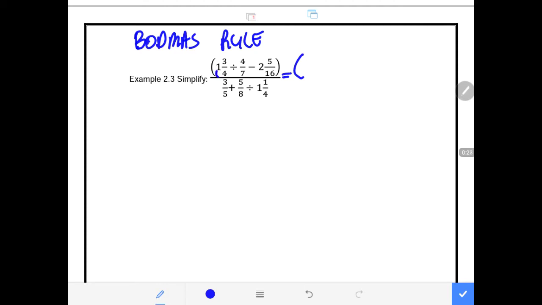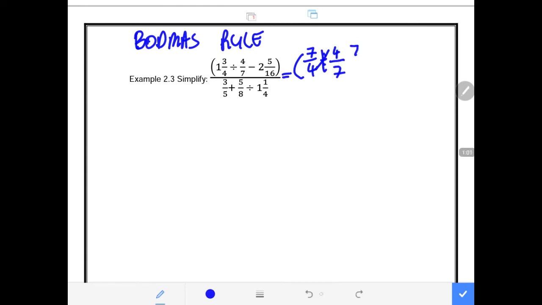We say 1 times 4 will be 4 plus 3, that will give us 7. So we have 7/4, divided by 4/7. And we know that a fraction divided by a fraction, what do? We change the division into multiplication and the numerator becomes the denominator. In other words, when we change this into a multiplication, this becomes 7/4. We no longer have 4/7.